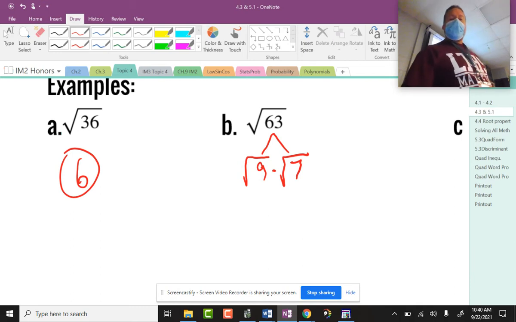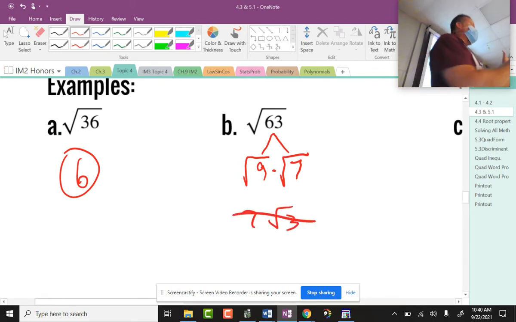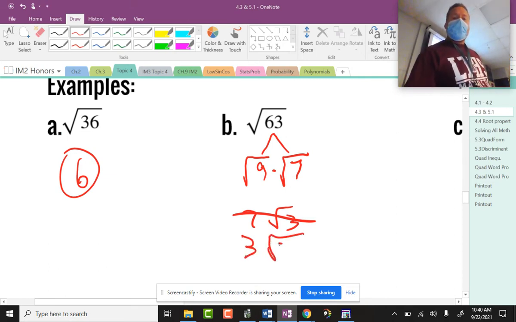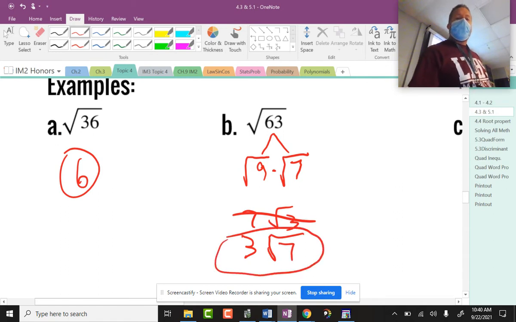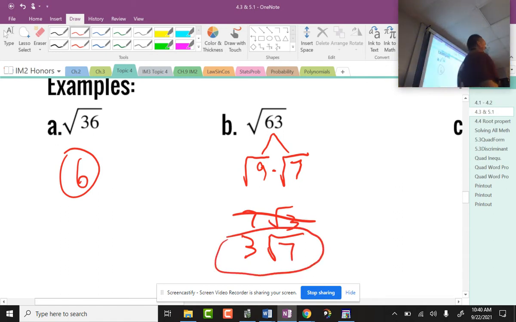But then why do I get goofballs that write this as like 7 root 3? I get like the craziest answers for this. What's the square root of 9? 3. So 3 is free. 7 is not, because 7 is not a perfect square, so it's stuck in jail. I just get the goofiest answers with these square roots.